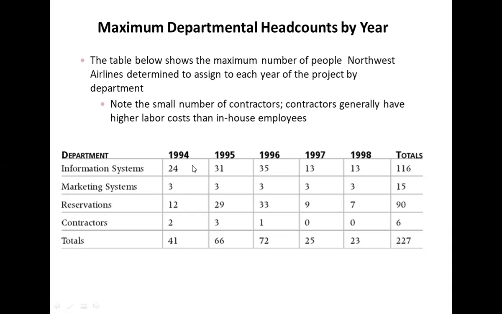Okay? So normally some people are paid higher than the others. As an example, these contractors are paid a higher amount of money than the others. So because of that reason, you can see there's a very small number of contractors. In some years, there are no contractors. Okay, so you have to look at those aspects really carefully.